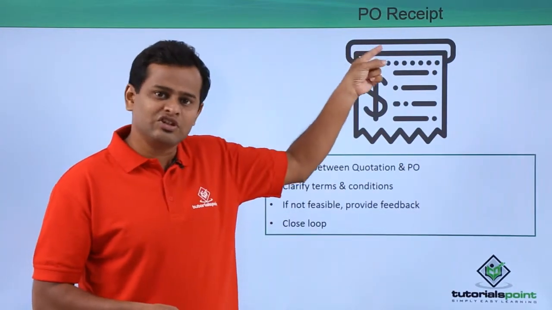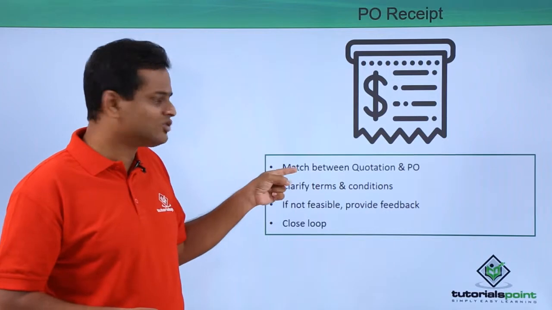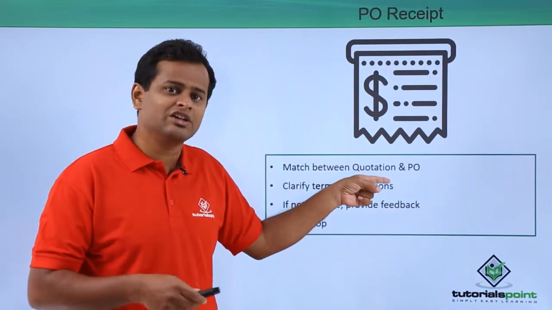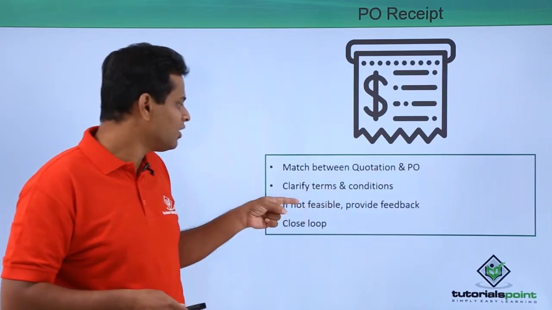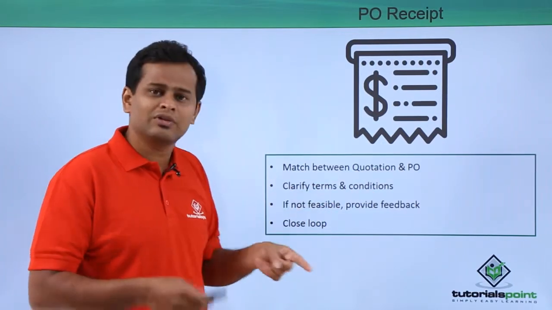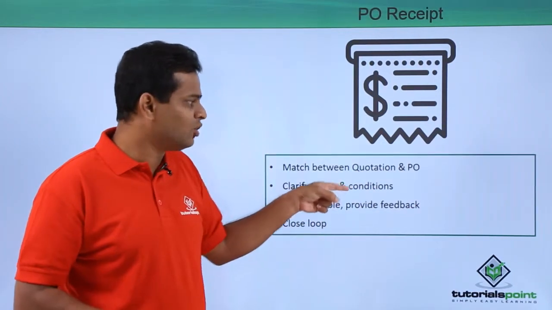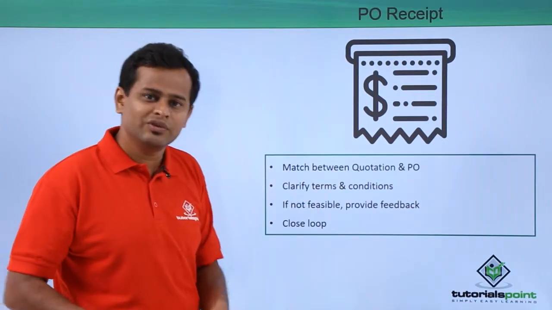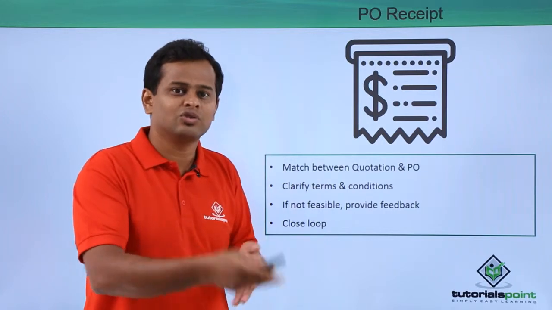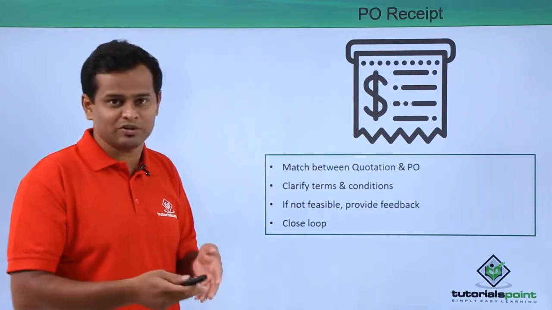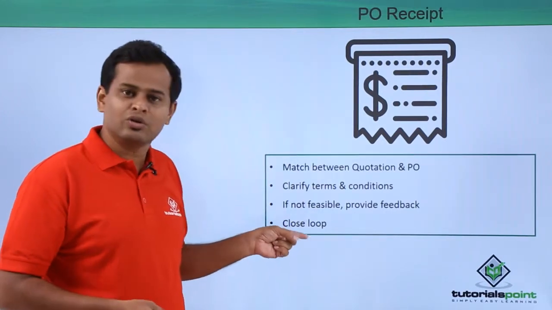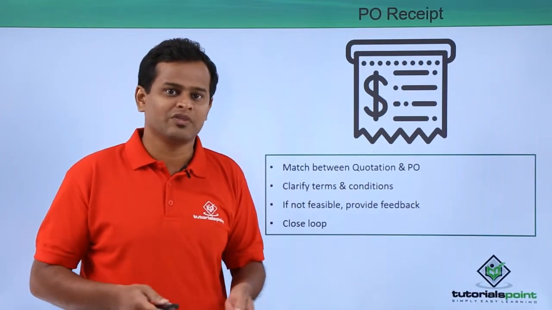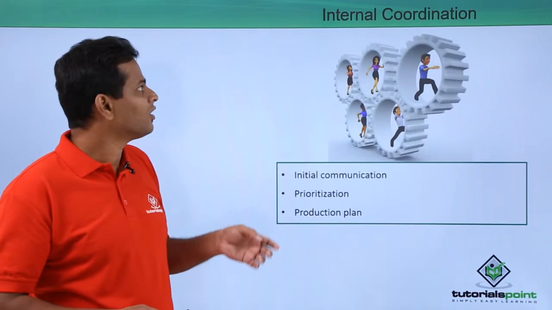When we receive the purchase order, we need to see whether it is exactly matching the quotation, and what all the conditions were that were mentioned in it. And if there are some terms and conditions which are beyond the quotation, then we need to agree on that. If not feasible, we need to give feedback so that a mutual agreement is possible. Finally, we need to close the loop before going ahead with the next process in the supply chain management.